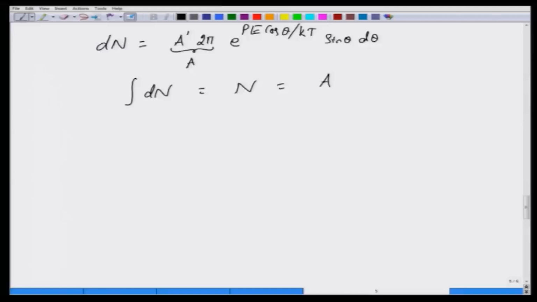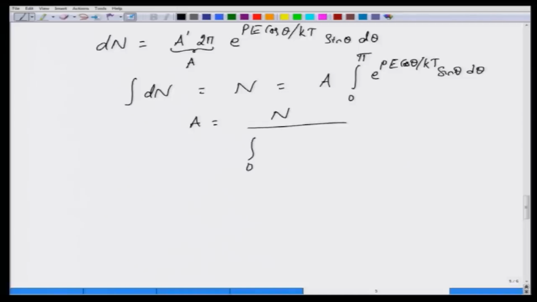So, A is a constant that can come out, and integral from 0 to pi e to the power P e cos theta divided by kT sin theta d theta. Okay. So, this is the equation that gives you the value of A. A is given by n divided by integral 0 to pi e power P e cos theta by kT into sin theta d theta. We do not really have to evaluate this one, this is some sort of a total number, this A is just simply giving you the normalization factor.